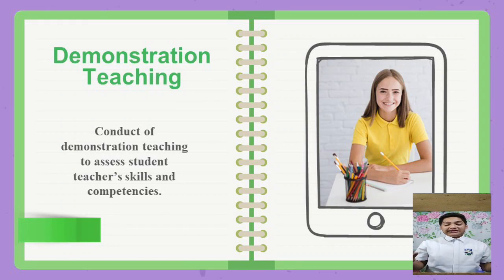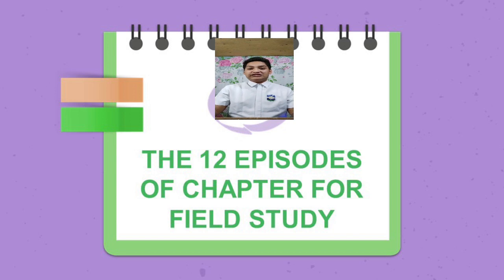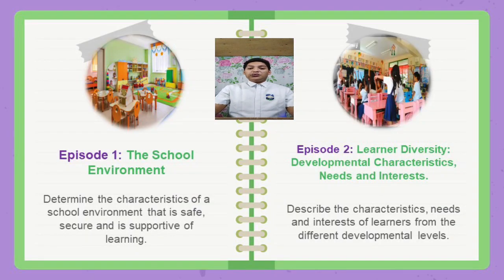Let's proceed to another topic that is very important for us to know. The title is demonstration teaching, which is the conduct of demonstration teaching to assess student teacher skills and competencies. So we have the 12 episodes of chapter 4, field study. Episode 1, we have the school environment, meaning to determine the characteristics of a school environment that is safe, secure, and supportive of learning.